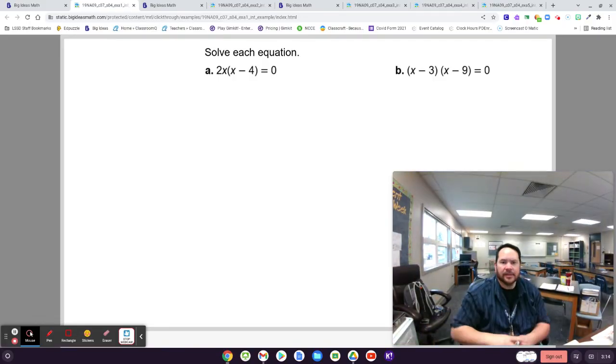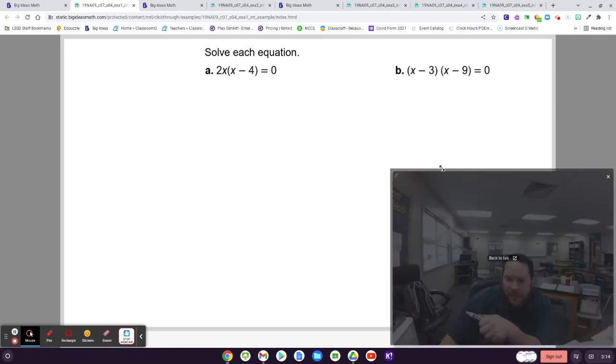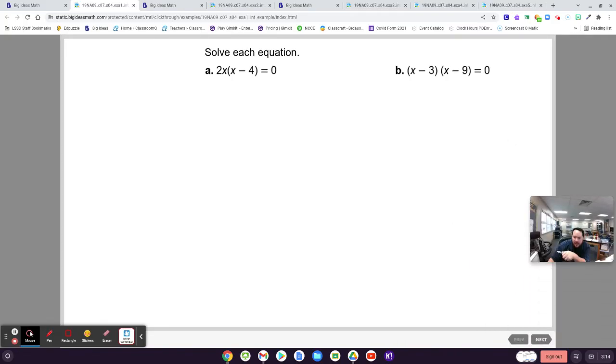Okay. And I think it's going to walk us through it. Let me shrink myself. Whee! Okay, and I believe it's going to walk us through that.